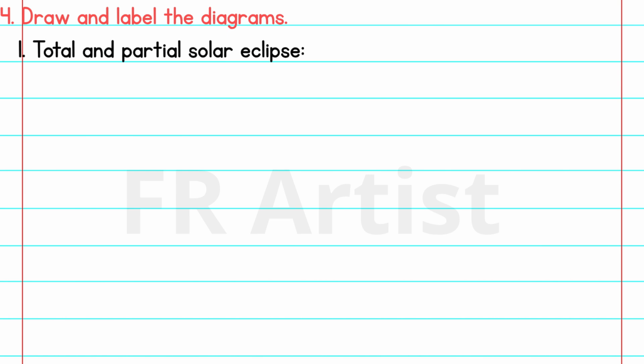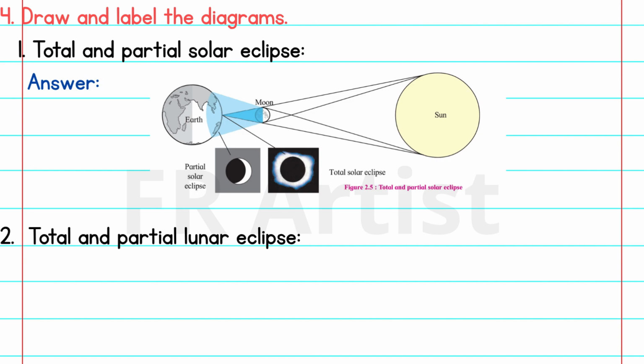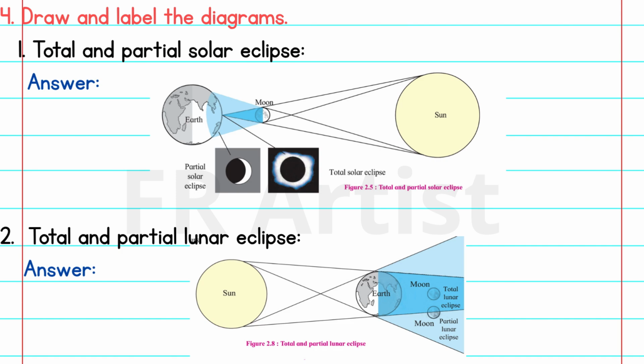Question number 4. Draw and label the diagrams. First, total and partial solar eclipse. Its diagram is drawn below and you have to label all these diagrams. First, Moon, Sun, and partial solar eclipse and total solar eclipse is shown in the diagram. And the second one is total and partial lunar eclipse, and you have to label like this: Sun, Earth, Moon. We have two Moons here, and total lunar eclipse and partial lunar eclipse.